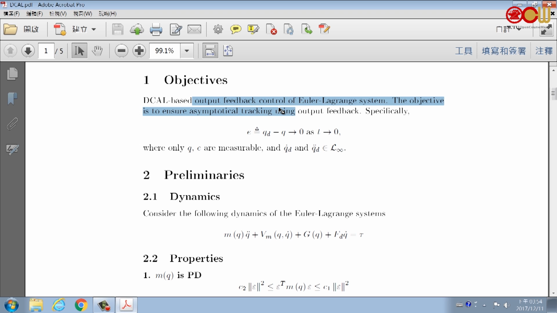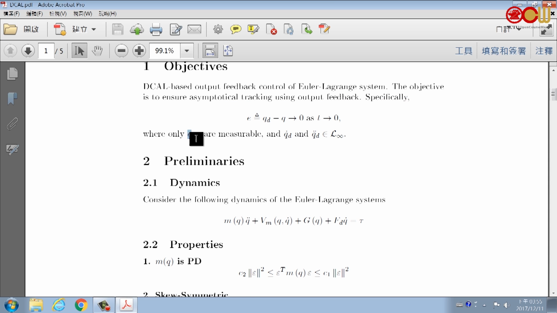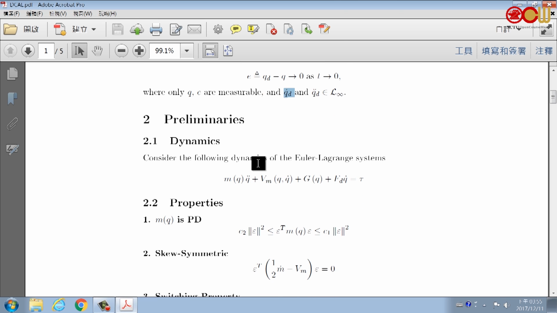We only use sensor information, the measurement information, for feedback. We don't use the full state. Here only Q and E are measurable. Okay, the angle and the error are measurable. So only Q is measurable, not Q dot, not Q double dot. Okay, only Q is measurable. And of course, your desired trajectory QD has to be bounded.